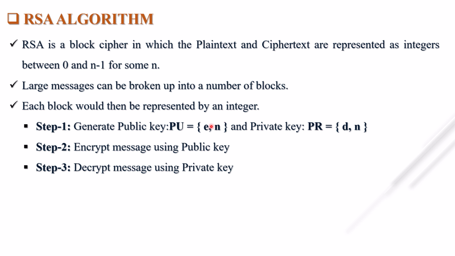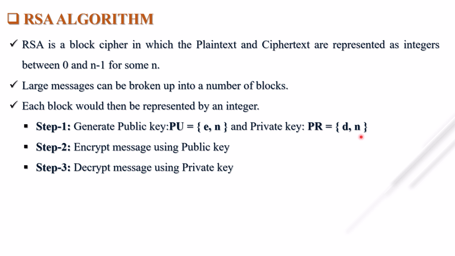So what is step 1 for the RSA algorithm? First we have to generate a public key. It consists of E, N. What is E, what is N? I will explain that in the algorithm, when we are doing the numerical of this RSA algorithm. And the private key is the pair D, N.